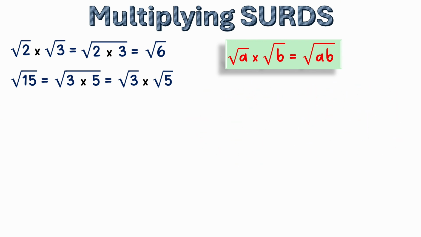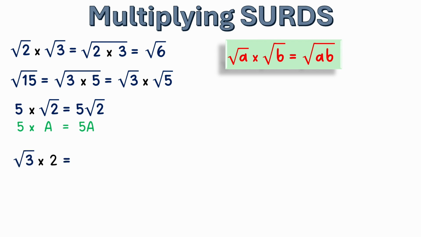Next example is 5 multiplied by square root of 2, which equals 5 square root of 2. Just like in algebra, 5 times a equals 5a. Square root of 3 multiplied by 2 equals 2 square root 3. Just like in algebra, b multiplied by 2 equals 2b.